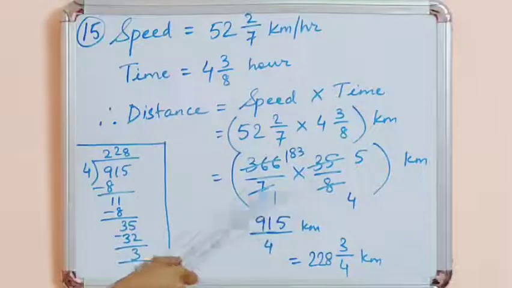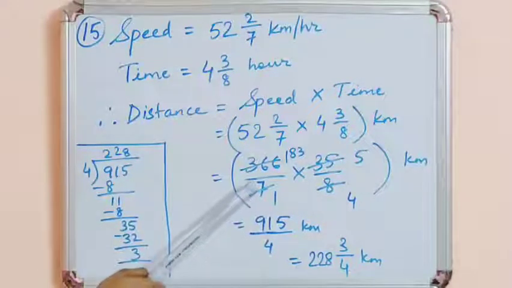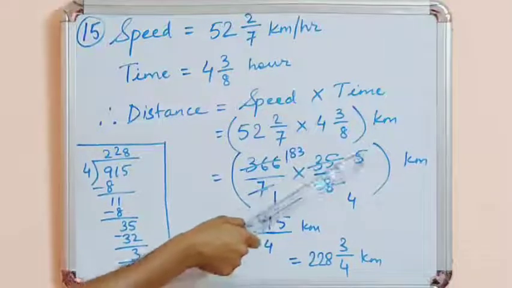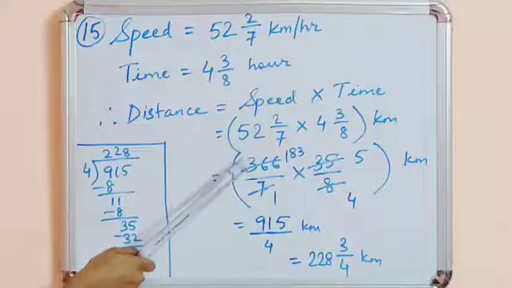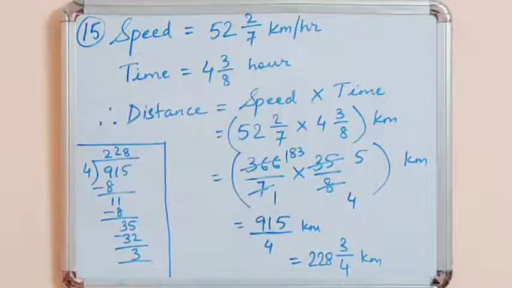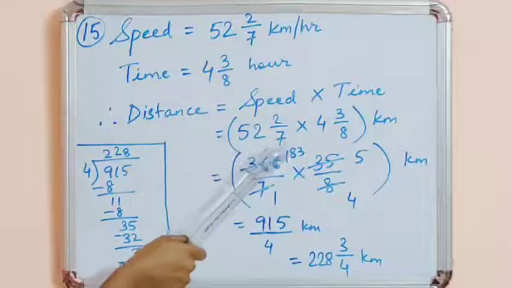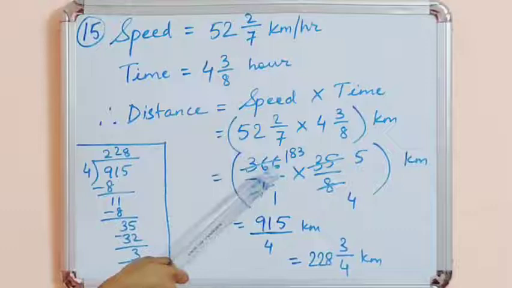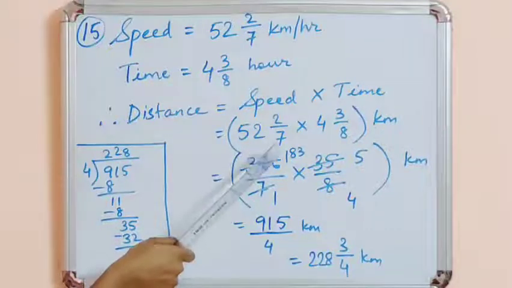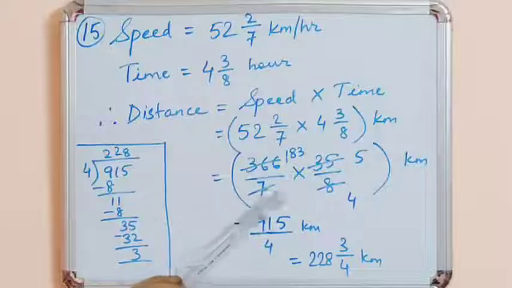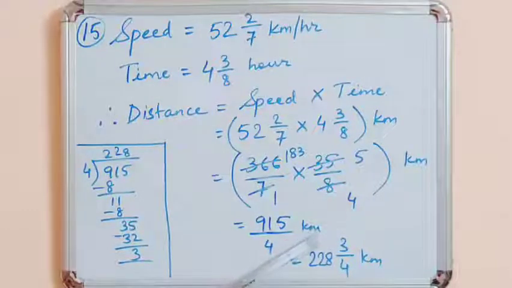35 by 8. So as you can see here, 7 and 35, so that can be reduced. 7 1s are 7, 7 5s are 35. Now 366 and 8, both are even numbers, both can be divided by 2. So 2 4s are 8 and 2 183s are 366. So we got 183 into 5, that is 915, divided by 1 into 4 is 4 kilometers.